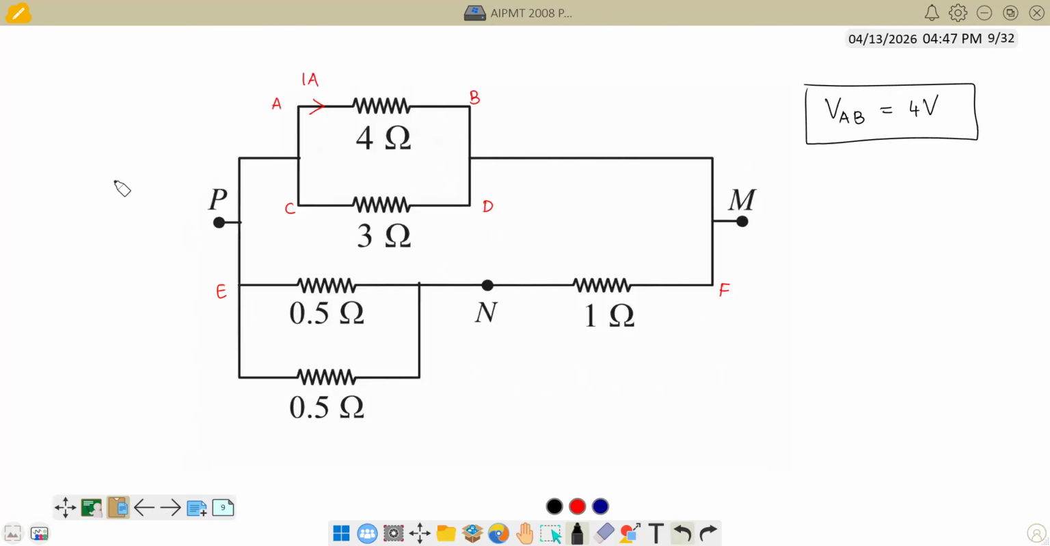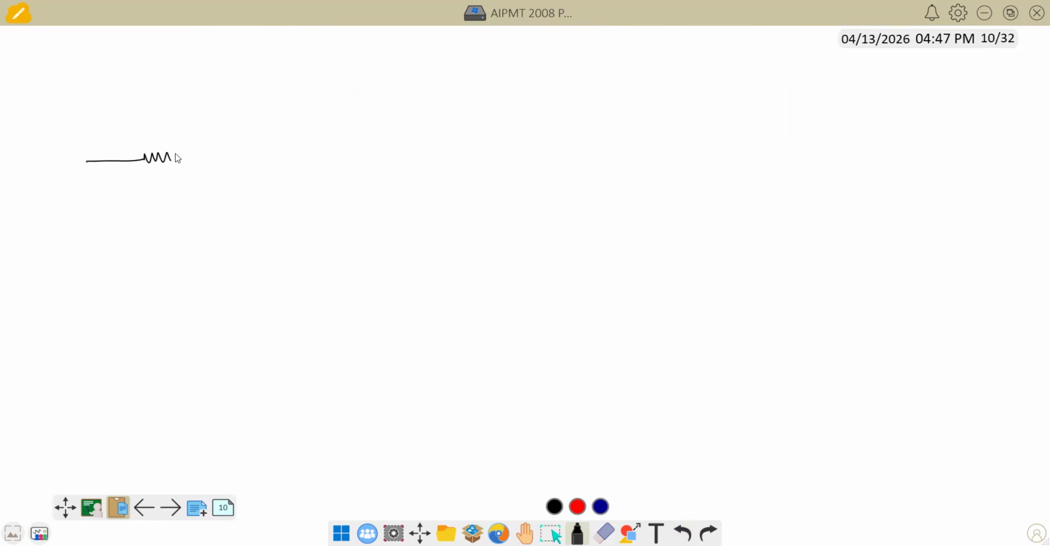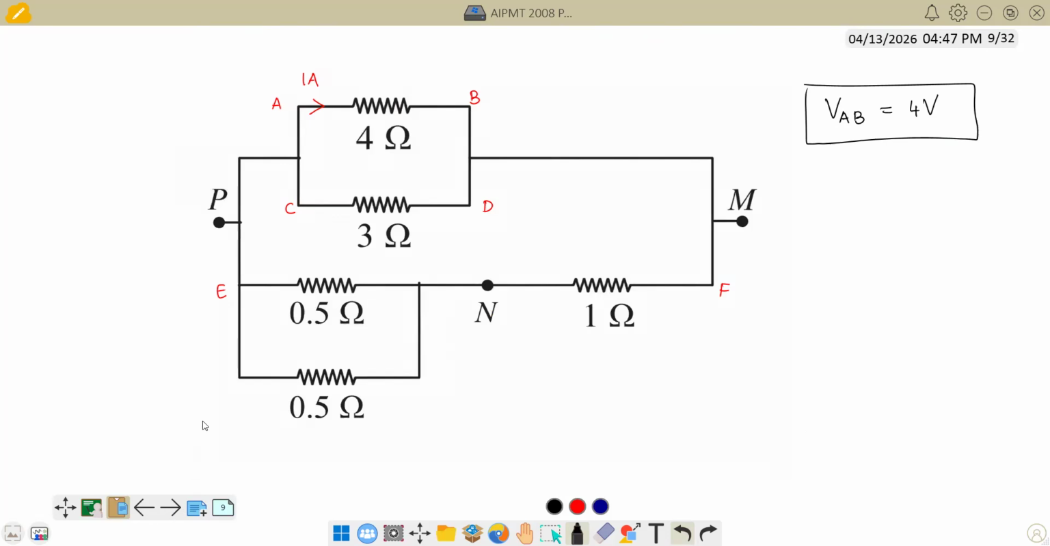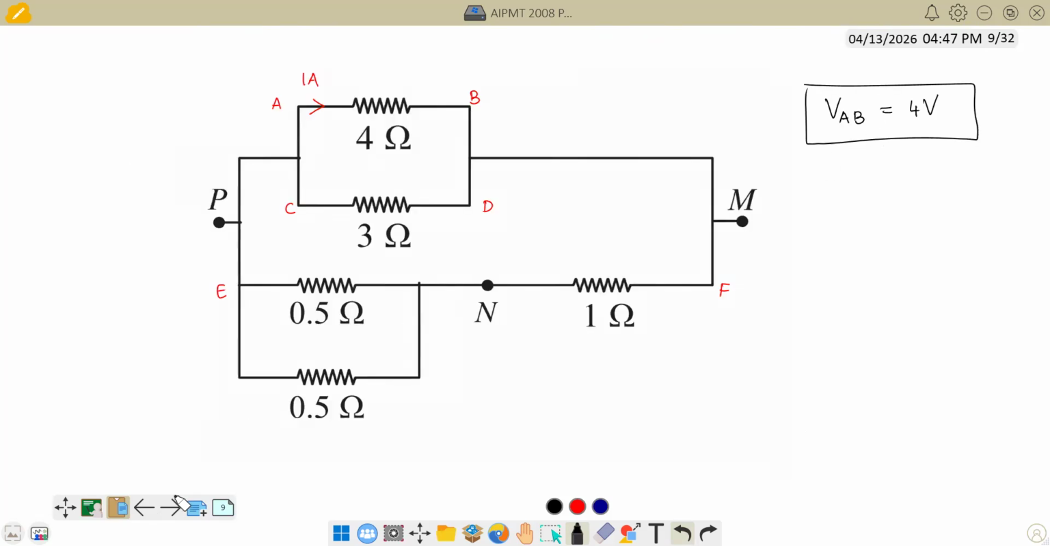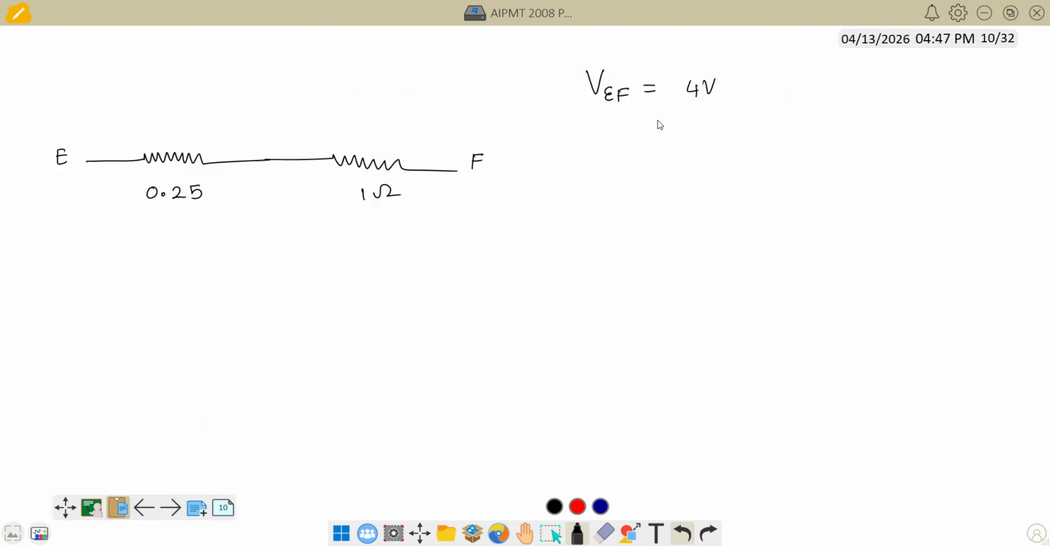If you consider the EF part, 0.5 and 0.5, since they are in parallel, it will become 0.25. Then 0.5 and 0, and we have here 1 ohm. I'm only talking about EF. And we know the voltage across EF would also be equal to 4 volt. We already know what is R effective across EF. The R effective across EF is 1.25 ohm. Then based on this, the current across this would be 4 by 1.25.